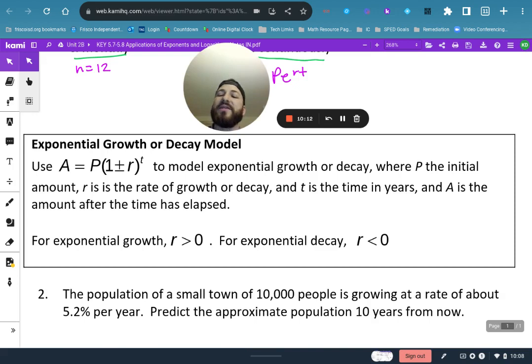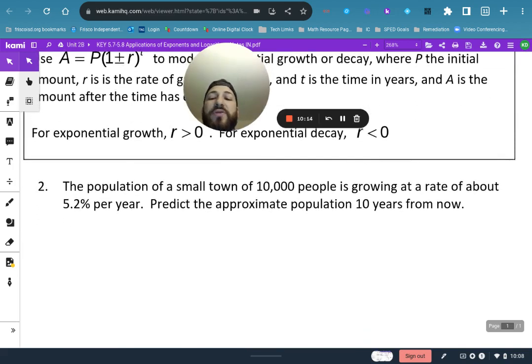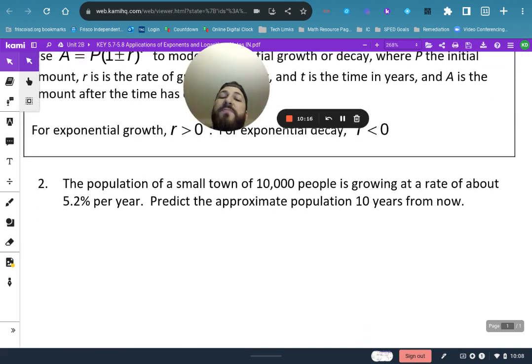So those are kind of the things you want to look out for. So let's look at number 2. Number 2, the population of a small town of 10,000 people is growing at a rate of 5.2% per year, and we want to predict the approximate population 10 years from now.